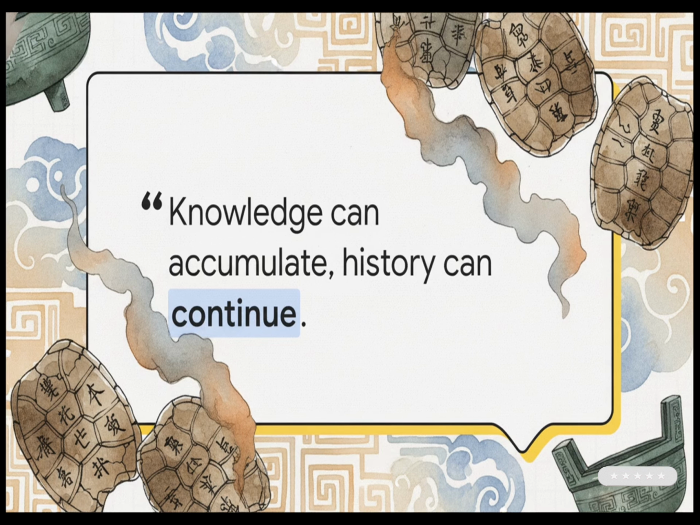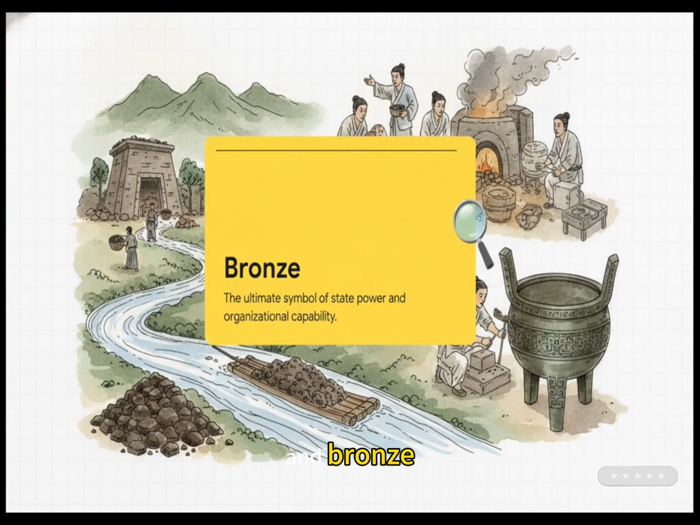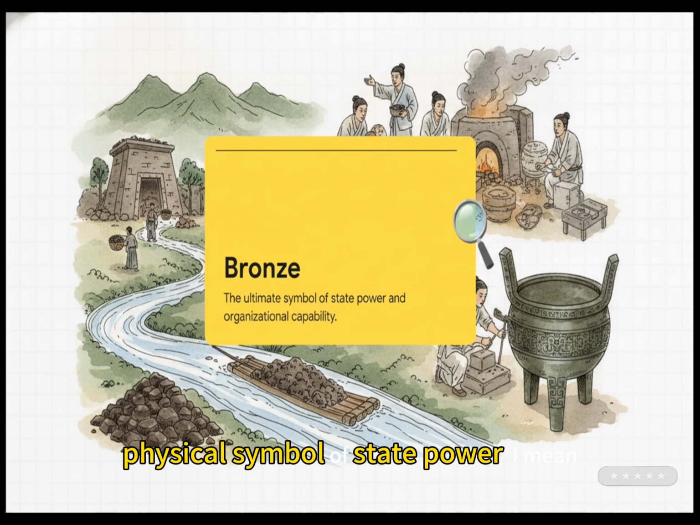It could be saved, recorded, and passed on. Knowledge could finally compound over time. And bronze? We really shouldn't just look at their famous bronze casting as beautiful ancient art. Bronze was the ultimate physical symbol of state power.